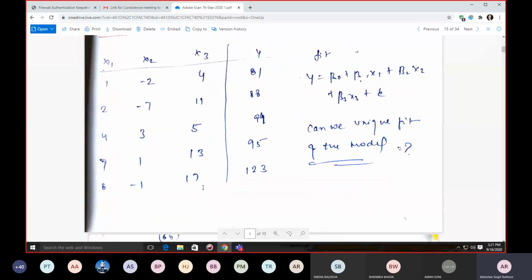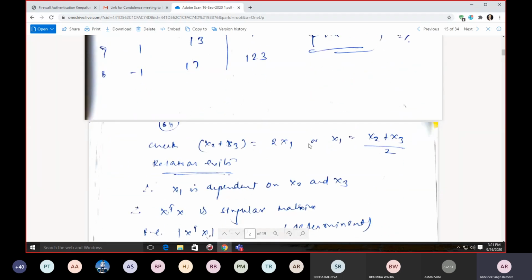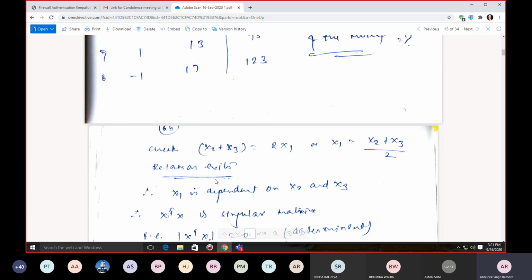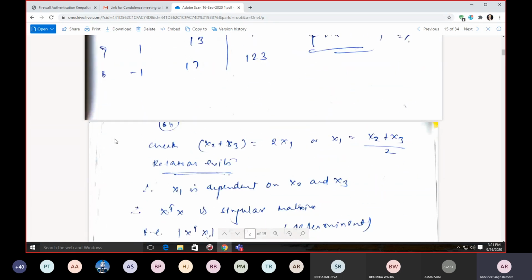So we can say that we have some linear relation. Again we are checking: 11 minus 7 is equal to twice of x1. Again 3 plus 5 is just equal to twice of 4. So twice of x1. So we can say that there exists a linear relationship, or we can say that x1 is equal to (x2 plus x3) by 2. So it means that this column x1 is linearly dependent on x2 and x3.